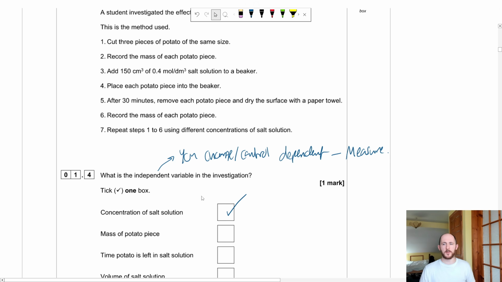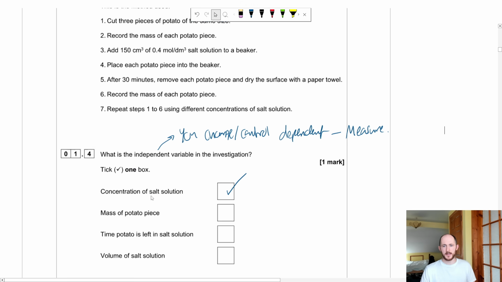What are control variables? Every other variable inside an experiment is something you're keeping the same. So for example, cutting the piece of potato the same size means the size of the potato is a control variable. Also the volume of the salt solution, so the concentration changes but not the actual volume itself. The 30 minutes it's left in there, that's also a control variable.